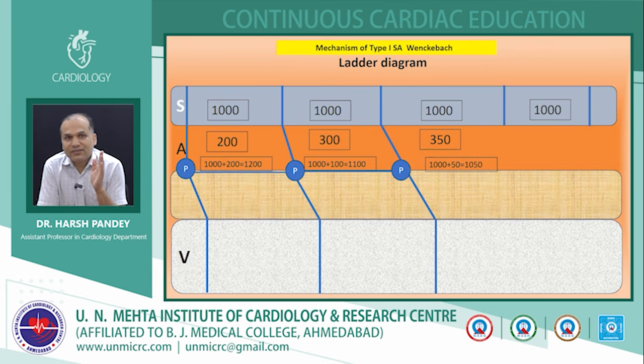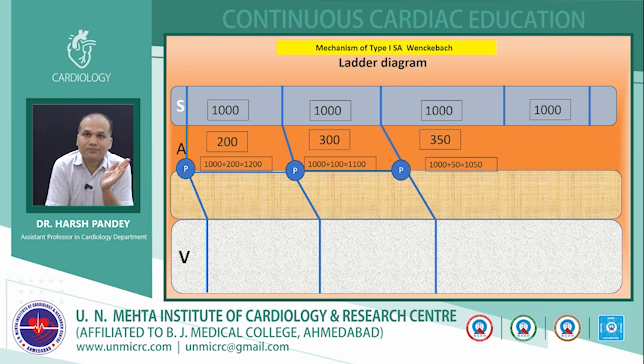So what you can see here is an increase in the delay from the sinus node discharge to atrial activity, first by 100 milliseconds, then by 50 milliseconds. So there is a progressive increase from the sinus nodal discharge to the atrial level activity. At the same time, you can see the P wave is formed earlier and earlier. The first P wave is formed by 1200 milliseconds, the second P wave by 1100 milliseconds, and the third P wave by 1050 milliseconds.